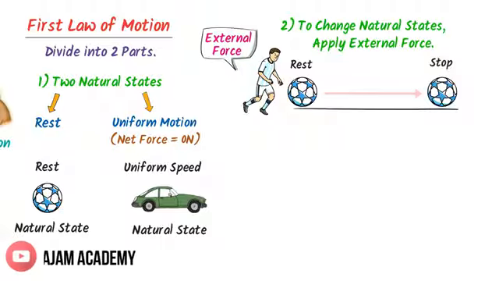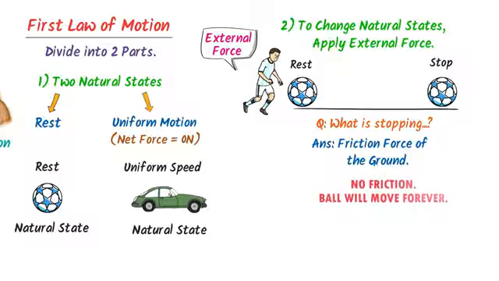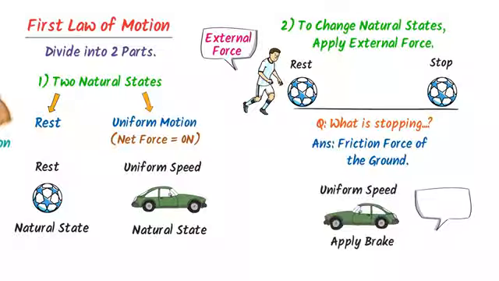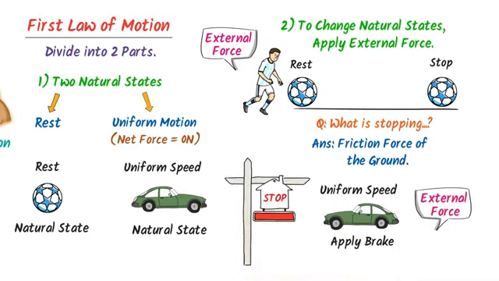Here, let me ask you, what is stopping the ball? Well, the answer is simple. The friction force of the ground is stopping the ball. If we eliminate the friction force of the ground, the ball will continue its state of motion forever. Secondly, consider this moving car. When you suddenly apply brakes, you exert force on the car and you change the state of uniform motion of the car. As a result of this, the car stops.